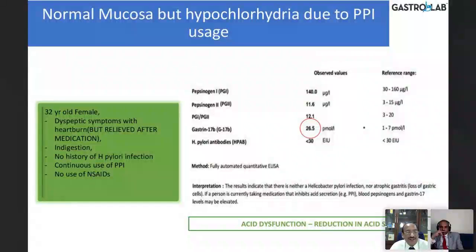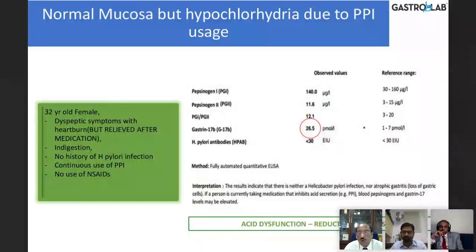The next case is a 32-year-old female who came with dyspeptic symptoms with heartburn but relieved after medication. Indigestion, no history of H. pylori infection, continuous use of PPI in this patient, and no use of non-steroidal drugs. Here you see the pepsinogen 1 is normal, 2 is normal, ratio is normal. Because acid is also normal, there is no damage to the pepsinogen cells or the chief cells.